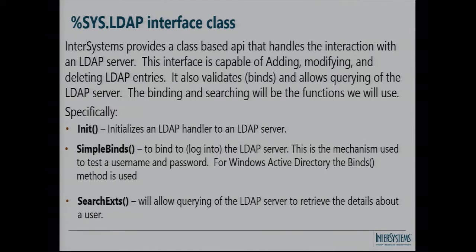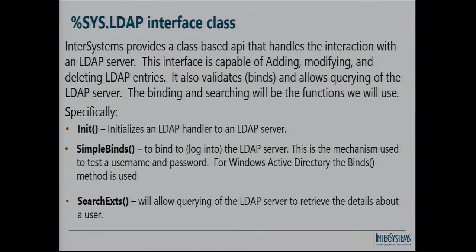So we're going to work with init. Init binds you or gives you a handle to your LDAP server. Simple binds allows us to log in or bind to the LDAP server. That's actually how you authenticate the user. You try and log into the LDAP server with that username and password. And finally, we're going to use search, because in order to get the properties of that user, we have to search. And you're going to see in a moment that it actually kind of is backwards from the way you might expect that you would work with this.